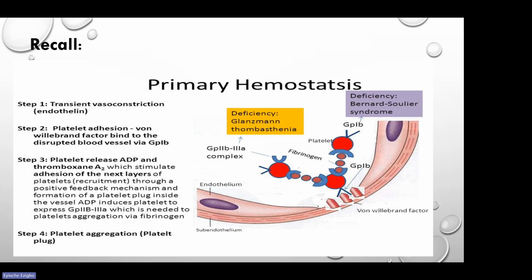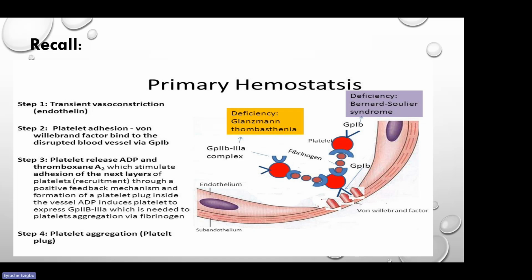Okay, we'll briefly take our mind back to primary hemostasis, the steps that are involved in primary hemostasis. We'll just refresh our mind before we now go into the primary hemostatic disorders. Okay, first of all, we talked about transient constriction. We talked about platelet adhesion. We talked about platelet aggregation, and a release of platelet granules, and then platelet aggregation.